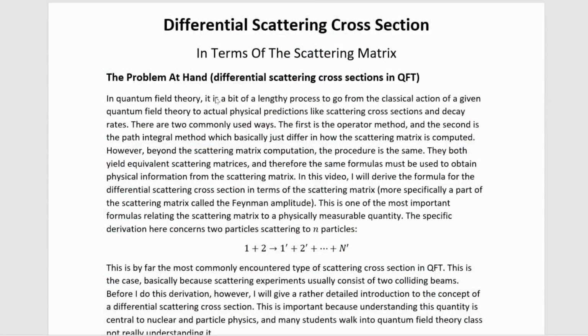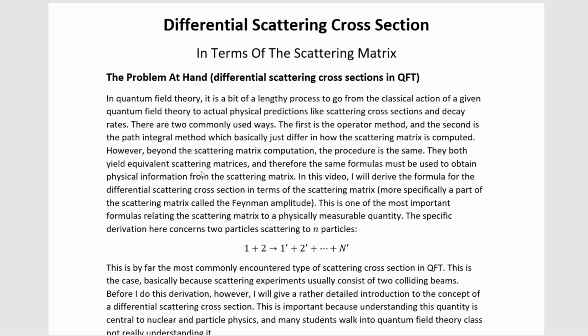In quantum field theory, it is a bit of a lengthy process to go from the classical action of a given quantum field theory to actual physical predictions like scattering cross-sections and decay rates. There are two commonly used ways. The first is the operator method and the second is the path integral method, which basically just differ in how the scattering matrix is computed. However, beyond the scattering matrix computation, the procedure is the same.